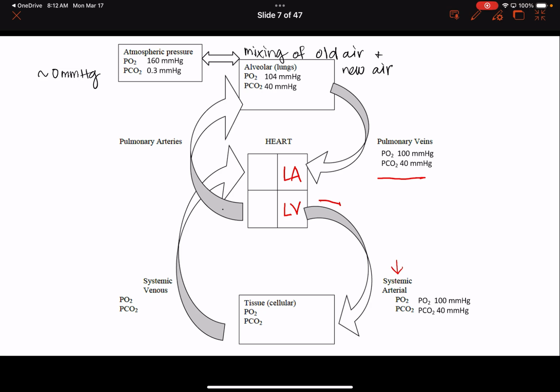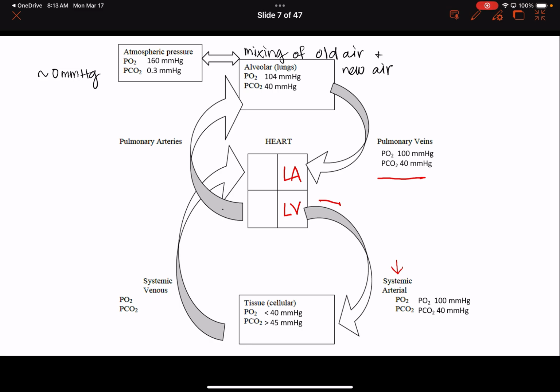At the tissue level, where these tissues and cells have been using oxygen to carry out whatever activities are going on in the cells at that time, we're going to have a PO2 of at least 40, okay, and a PCO2 of at least 45.